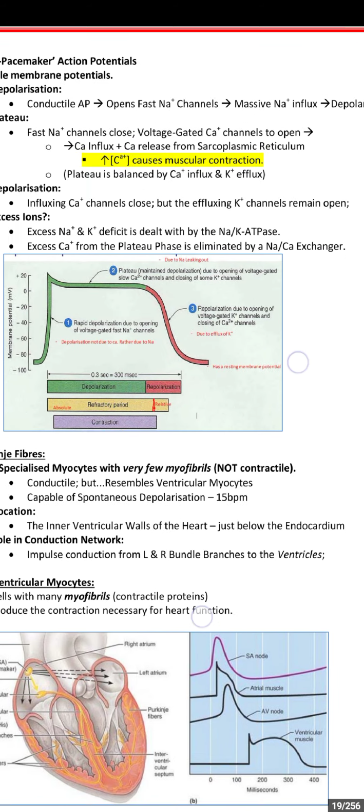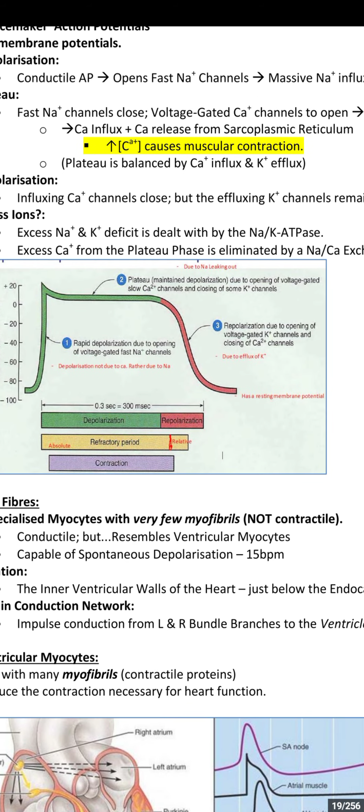So this can also be maintained if there is a sodium potassium deficit. If there is a deficiency in sodium ions and potassium ions, the deficit is dealt with by the sodium potassium ATPase. And the calcium excess, if there is calcium ion in the plateau phase, it is eliminated by the sodium calcium exchanger.